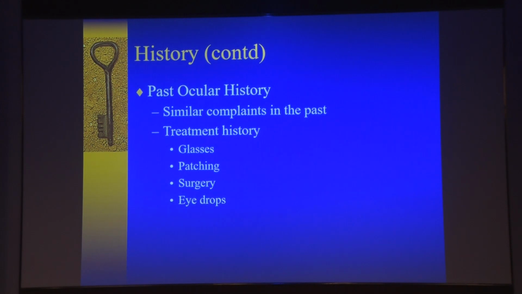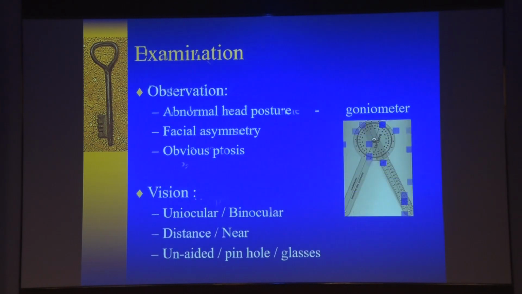Of course, you have to go into the past ocular history, which is relevant essentially in squint: glasses, patching, as well as any form of surgery done in the past. So let's come to the main part, which is examination of a squint.